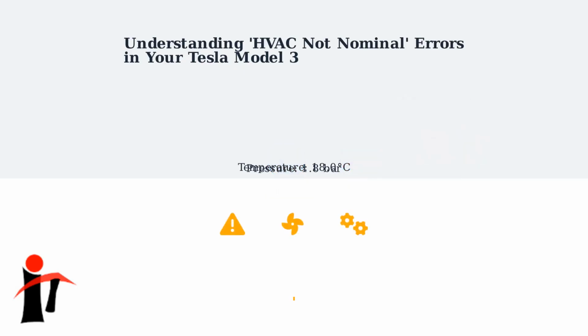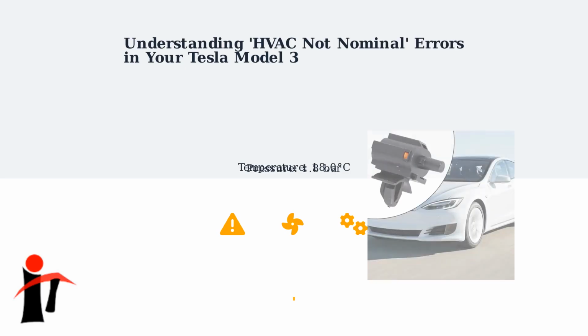Common HVAC not nominal errors include climate errors from sensor mismatches, fan issues from electrical problems, and compressor malfunctions. This image shows a typical HVAC component that might need inspection during troubleshooting. Diagnosing these issues involves checking error codes and basic resets, while fixes range from software updates to hardware replacements.